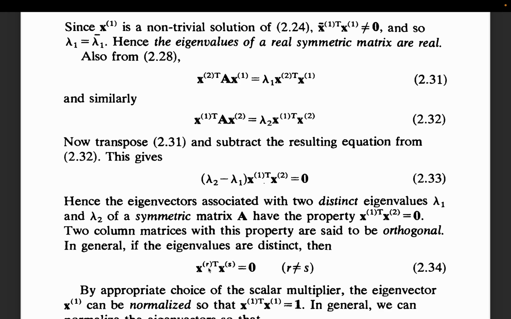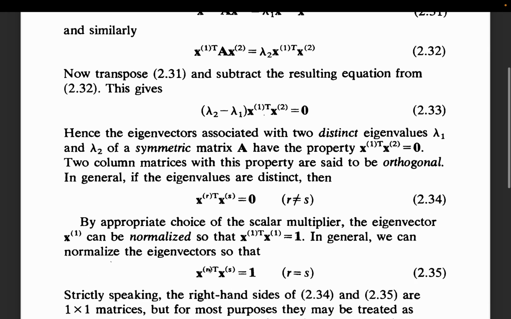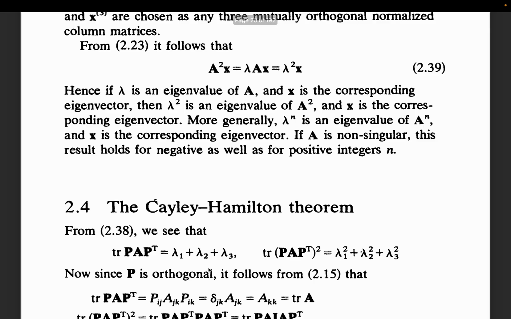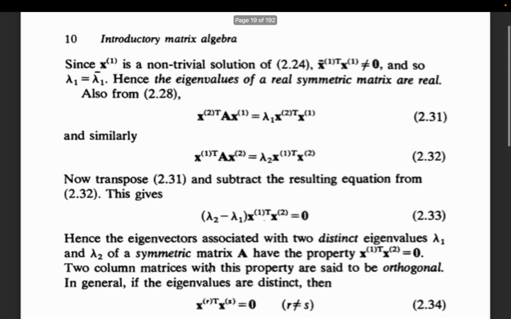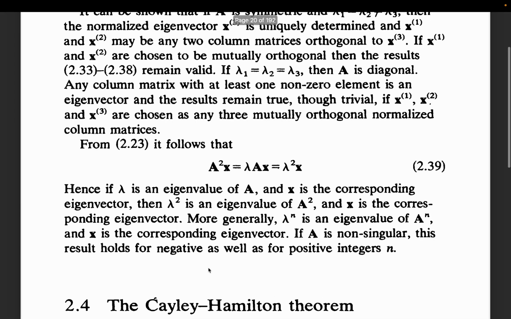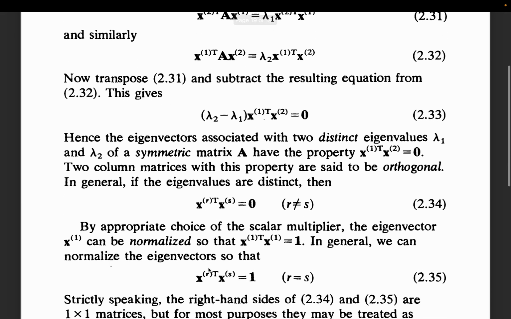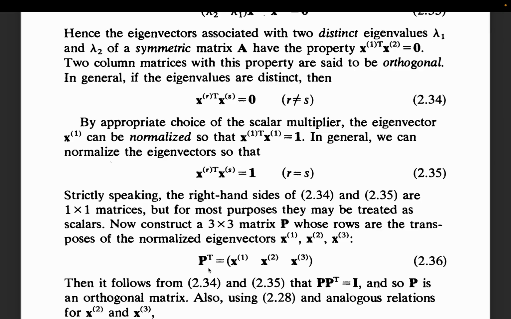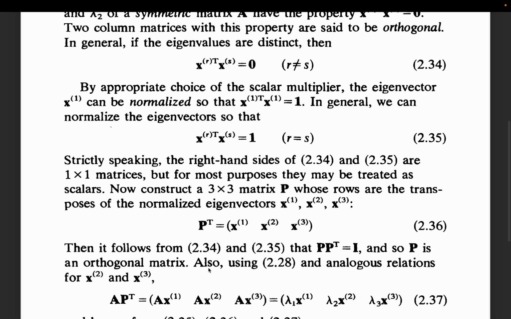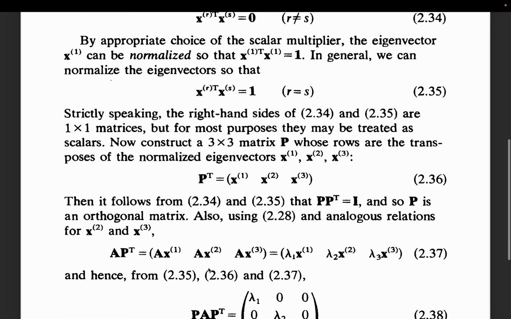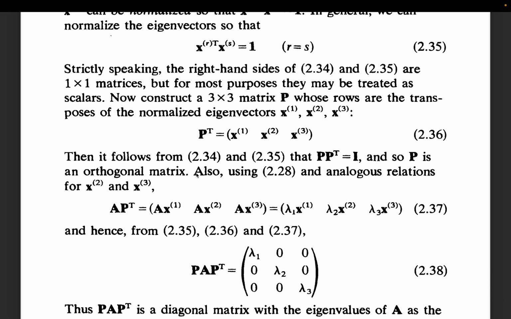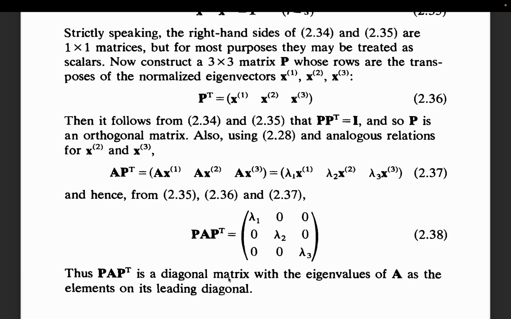So now, if lambda is an eigenvalue, then we can construct this matrix P, which consists only of the eigenvectors of the matrix A. Then writing it in terms of P A P transpose, you will get only the diagonal elements with the eigenvalues of the chosen matrix A. So this is how we diagonalize the real symmetric matrix.